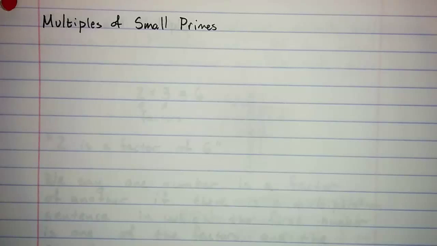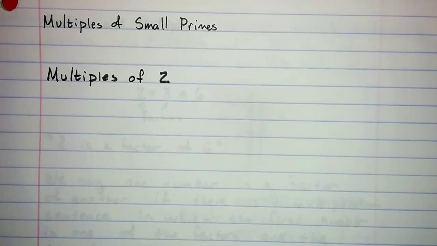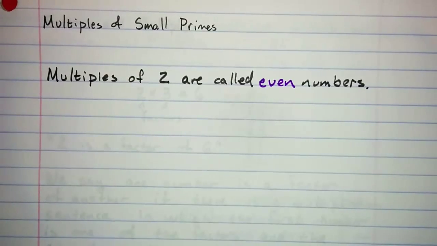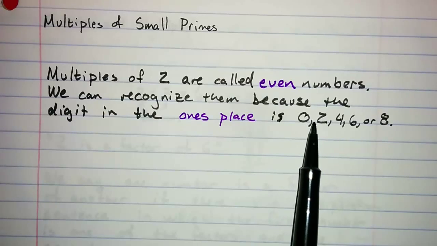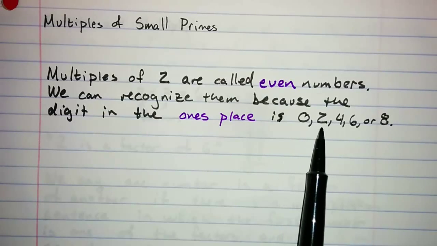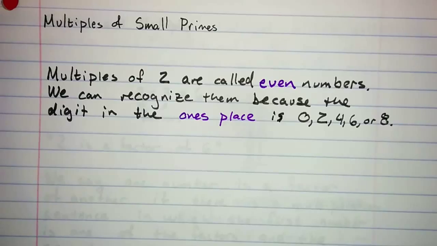I'm also going to mention a couple of numbers that are not prime because they're kind of included in these rules. Multiples of 2 are very, very common, right? In fact, every other number is a multiple of 2. 2, 4, 6, 8. They're so common, they have their own name. They're called even numbers. And we can recognize them just by looking at their last digit, their digit in the ones place, is one of the even digits, 0, 2, 4, 6, and 8.